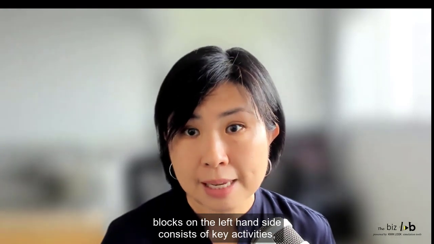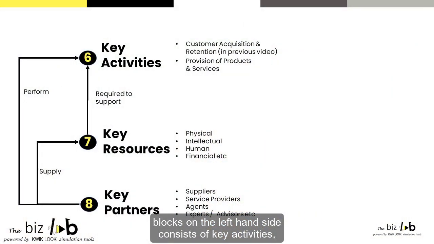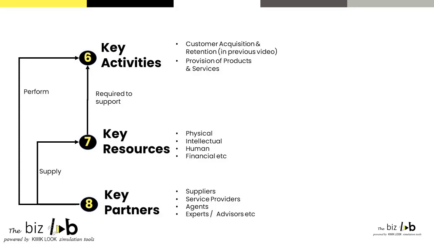The blocks on the left-hand side consist of key activities, resources, and partners. Firstly, I want to explain the interrelationship between the three blocks, and then I will dive into how they drive costs. Let's start with key activities.